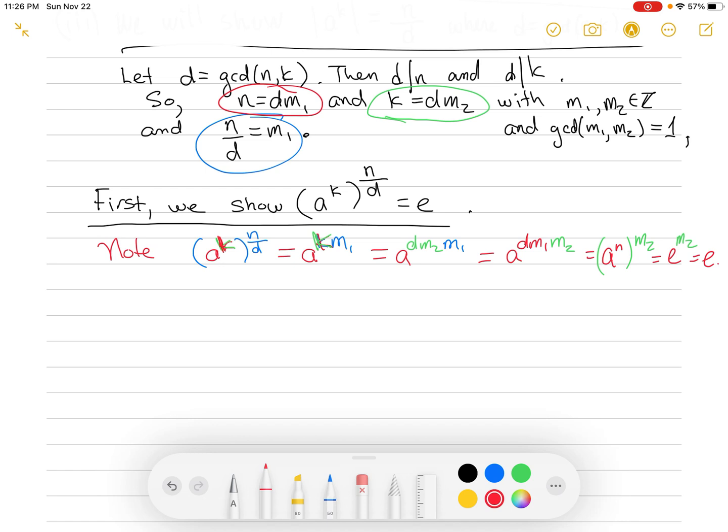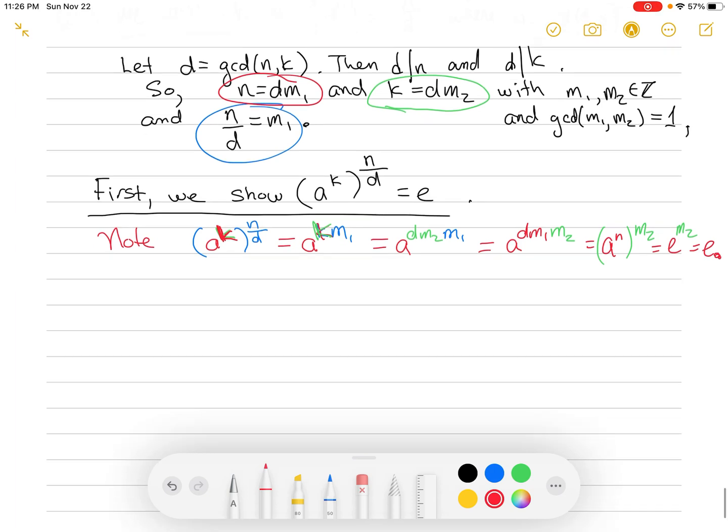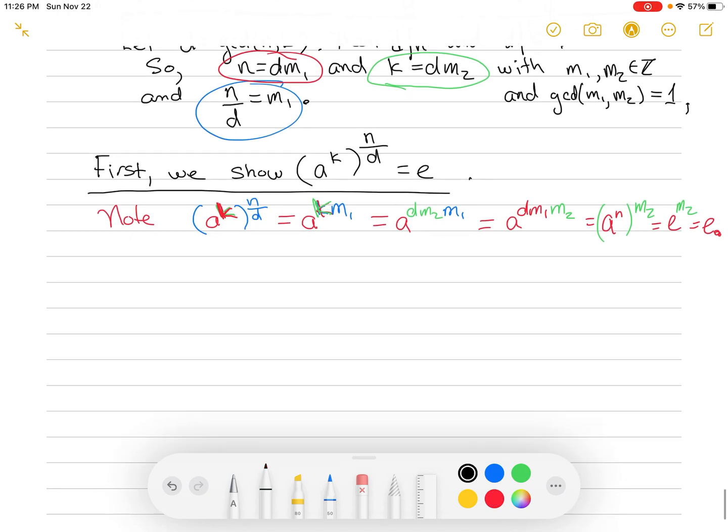So what we've shown is that a to the k raised to the n over d gives you the identity. So that's the first step to showing you have order n over d. Now, just because you raise a to the k to the n over d power and get the identity, that doesn't mean that's necessarily the order. You got to show that n over d is the smallest positive integer that does this trick. That's what we're going to show next.